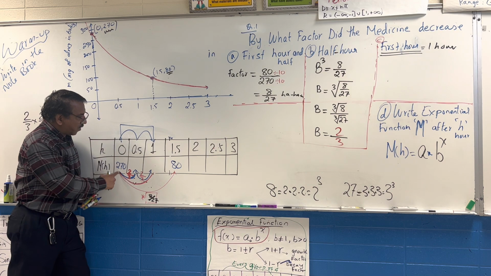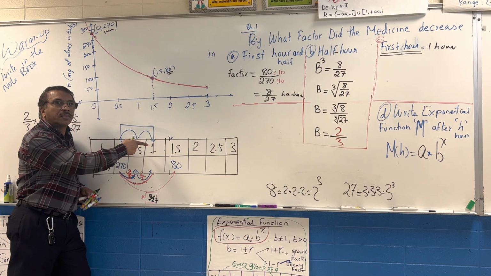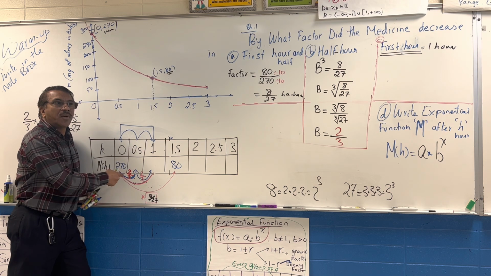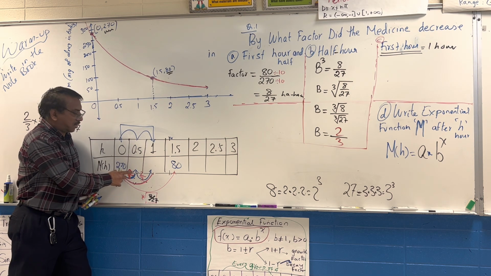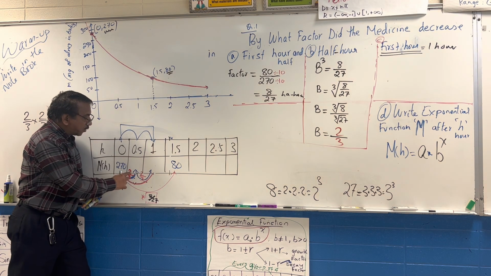So 2/3 is from 0 to half. But our question is from 0 to 1 hour. So if it is 0 to 1 hour, how many times should I multiply 2/3? 2/3, 2/3. It's like 2/3 of 270.